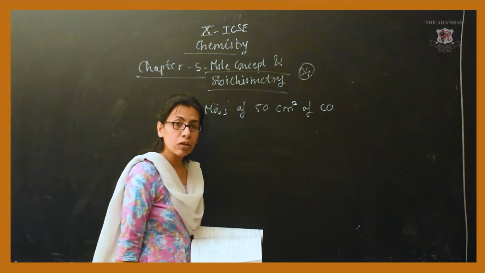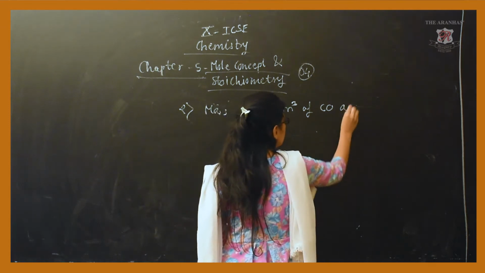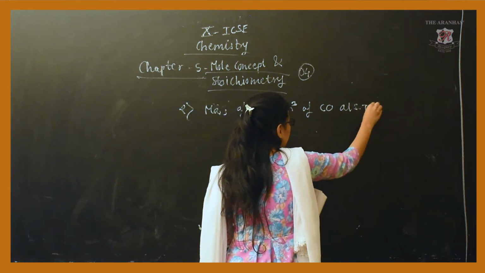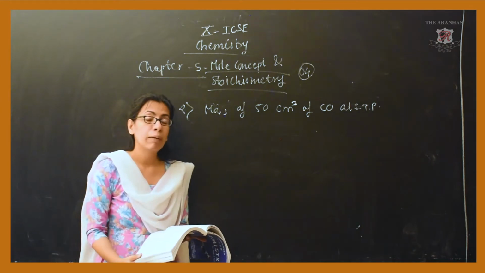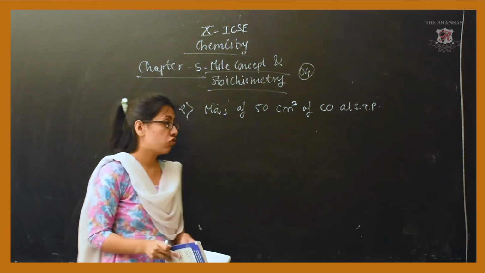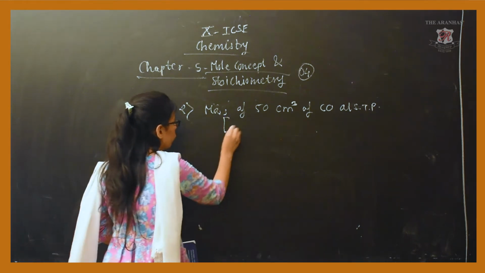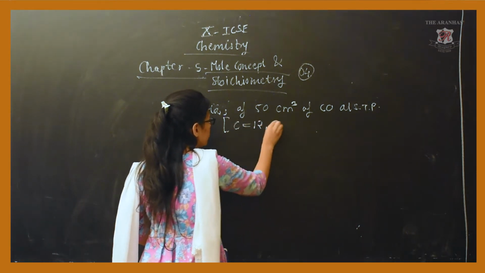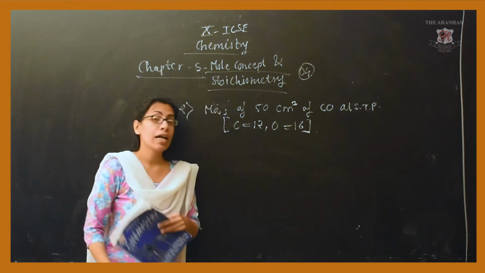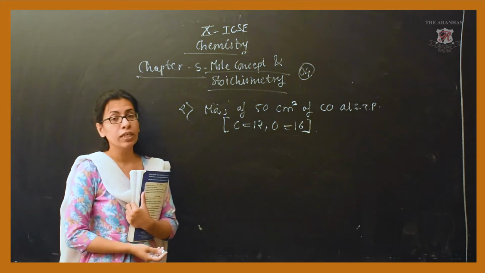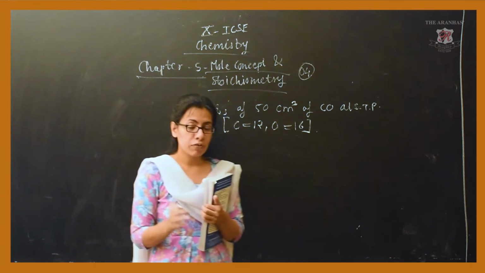So what is this CO? Carbon monoxide at STP. Fine. So what is this STP? This is standard temperature pressure conditions. And in brackets they have given you some numbers. As I said, these stand for what? The atomic masses of the atoms. Now, I hope you understood the question.